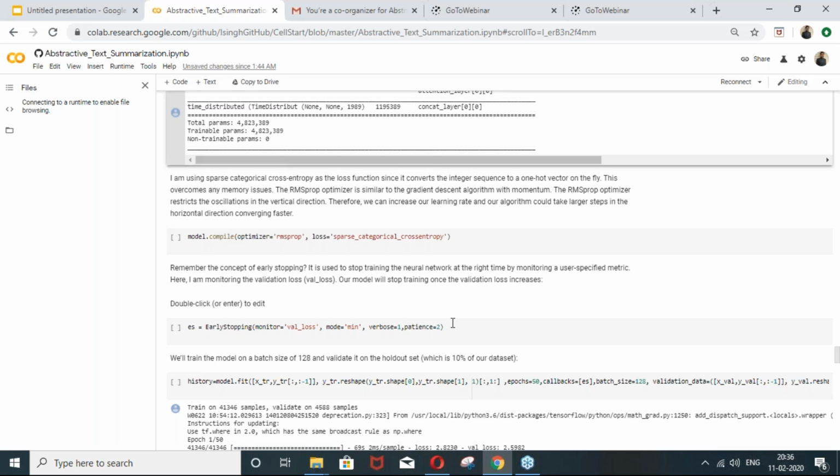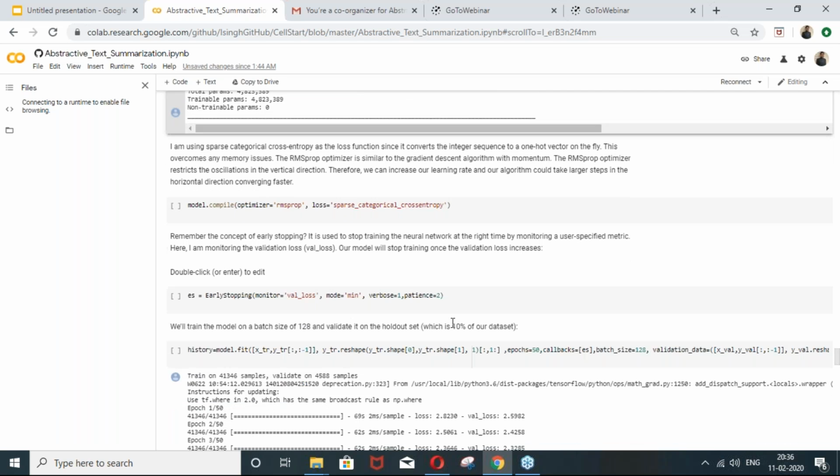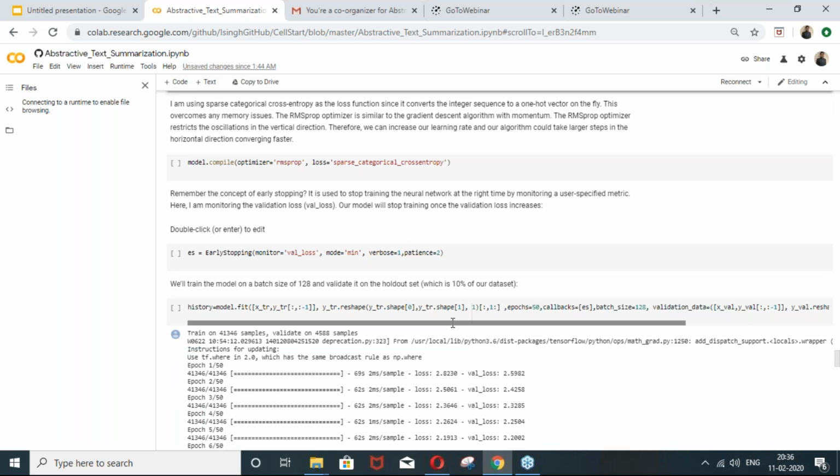The loss function is sparse categorical cross entropy, and the optimizer is RMSprop. These are the three things we are using here, which you usually don't use in any other model. Let's move further. I've already run it. We are proceeding with a batch size of 128, and as I told you, 90% will be the training part and 10% the validation part.